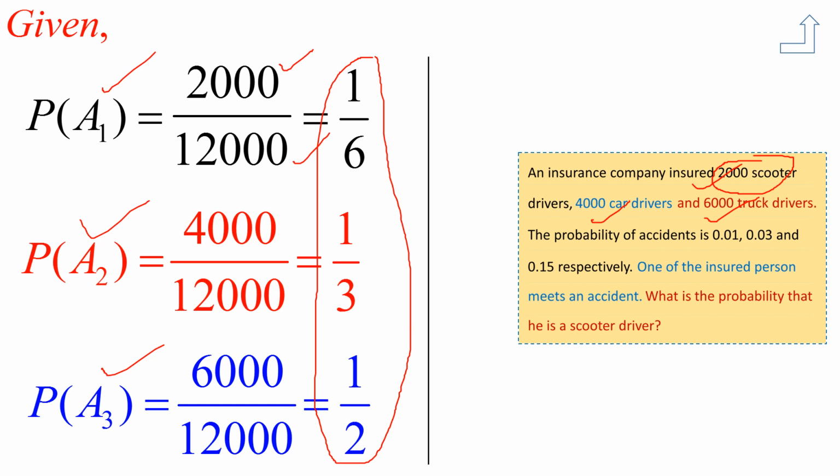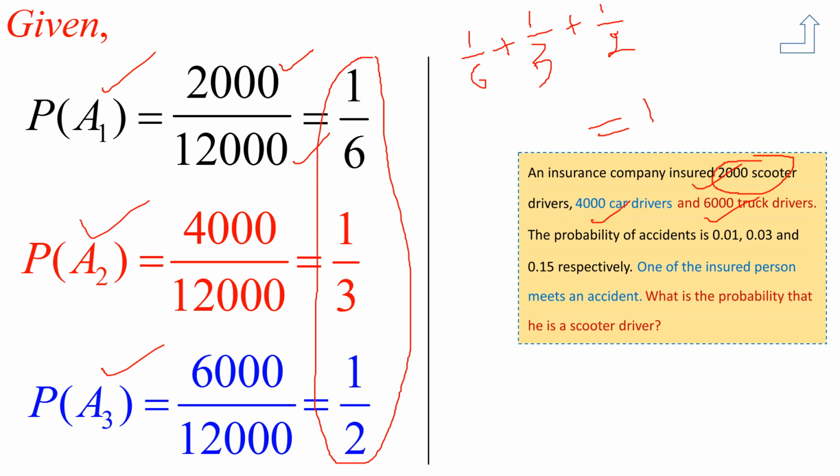And further, why is it called exhaustive? It is called exhaustive because it is complete. If you add 1 by 6 plus 1 by 3, and similarly plus 1 by 2, then we get how much? Then we get 1. So 1 means what? 1 means total probability, and that's why this is called exhaustive. Exhaustive means complete, nothing is left.